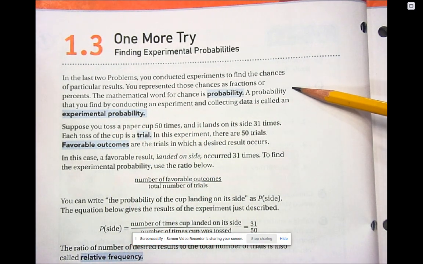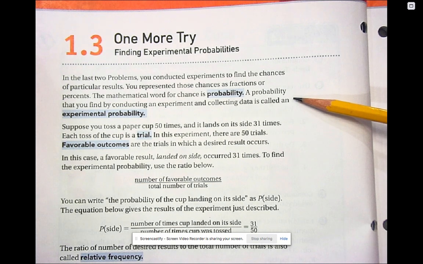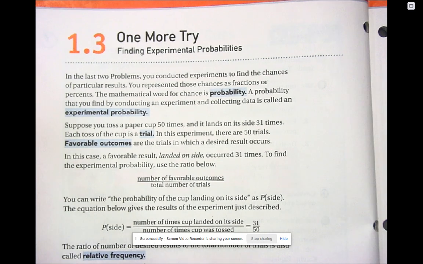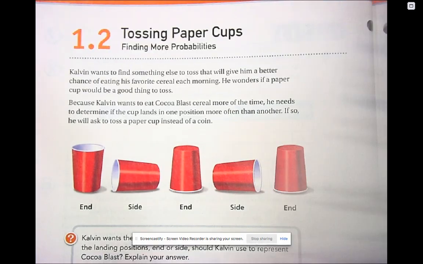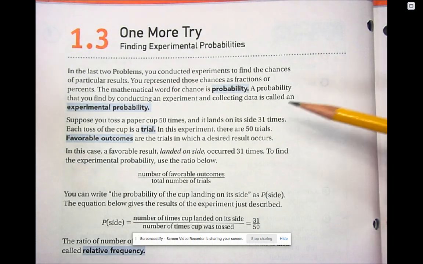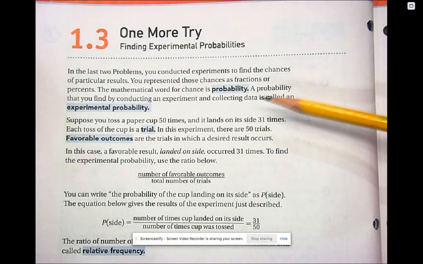A probability that you can find by conducting an experiment and collecting data is called an experimental probability. So far in this unit, we've done a couple experimental probabilities. The first one was just flipping a coin and seeing how many heads versus tails we had. And then the second experiment, we took a cup and figured out if it landed on its side or end. That was our second experiment that we did.